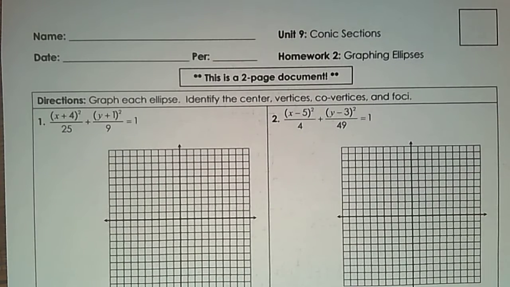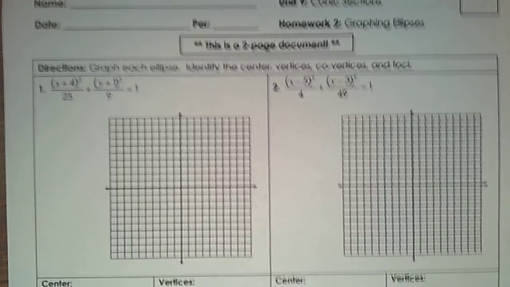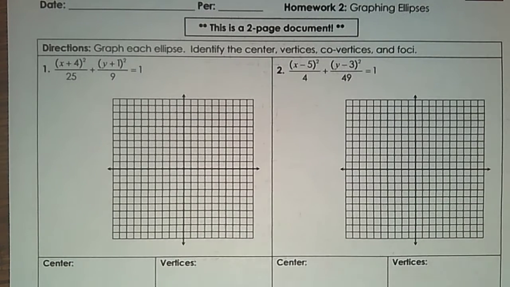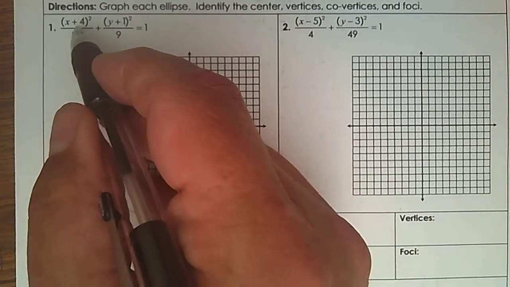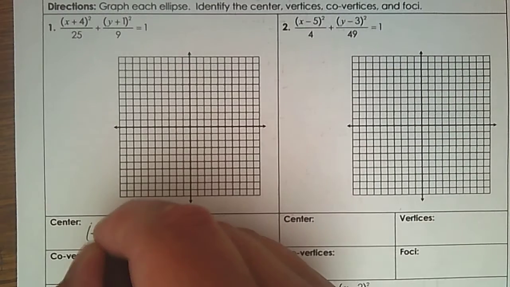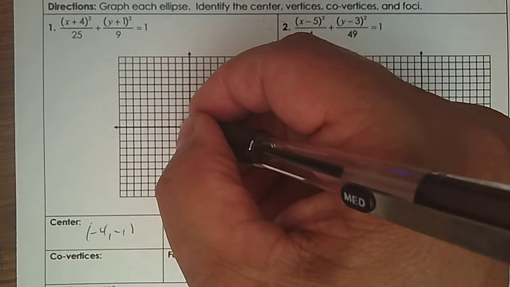All right, so here's your homework for ellipses. It's a little bit shorter than the lesson that you just did yesterday. Can you graph each ellipse that you see, the equation? Now notice these are in standard form on the side, so it should not be too bad. The center comes from the numerator, so that's -4 and -1. I'm going to put that on my graph, -4, -1.